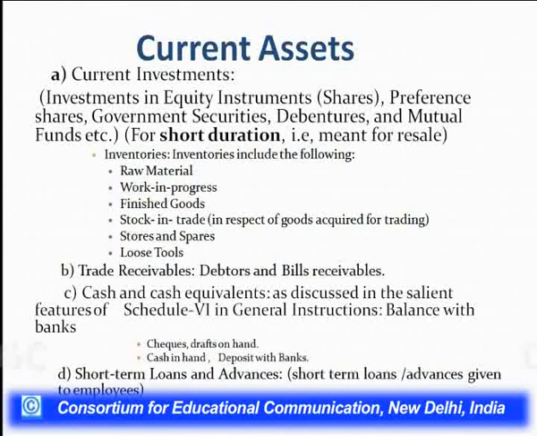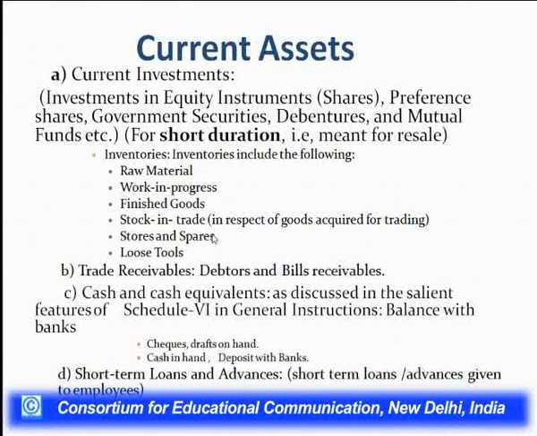Now let's have a look at current assets. So the current assets have 4 heads in it. First is current investment. Current investment means investment in equity instrument, preference equity instrument, debentures, mutual funds, but for short duration, means they have been kept for resale, right. Inventory includes raw material, work in process, finished goods, stock in trade, stores and spares, and loose tools, right.